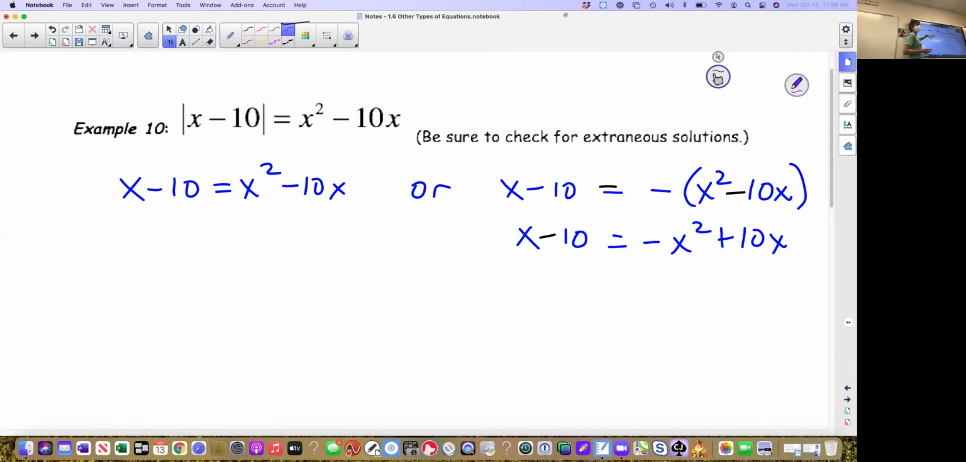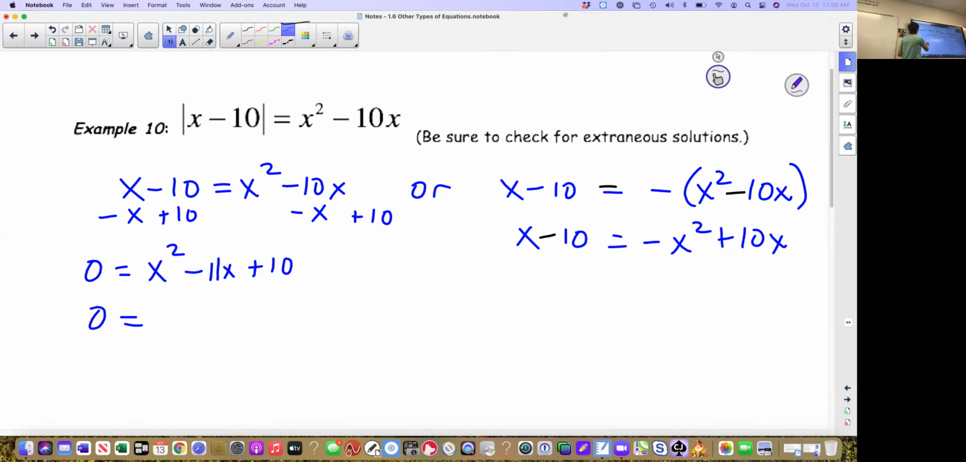Okay, so now we're gonna solve each one of these. The first one, get everything to one side. So I have x squared, and we're gonna subtract x from both sides. Minus 10x minus x would be minus 11x. So one side is gonna be 0, equal to x squared minus 11x plus 10. And then, do you want me to do the other one first? No, let's do this one.